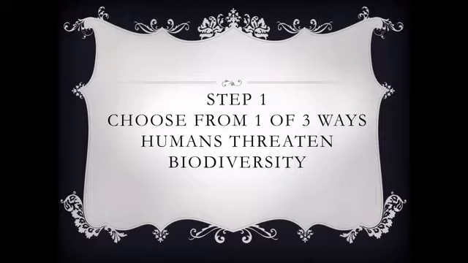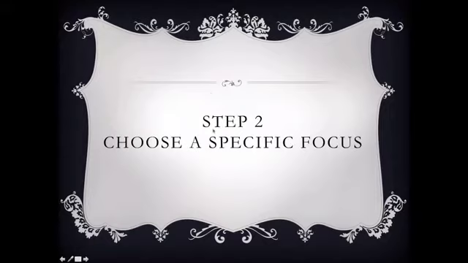Now remember, objective 13 and 14 are both part of your quiz grade, so you need to make sure you complete both of those objectives. Objective number 14 is of course worth the most because it has the most parts to it. So step 1, choose from one of 3 ways humans threaten biodiversity. Step 2, choose a specific focus. So let's go ahead and take a closer look at step 1 and 2.